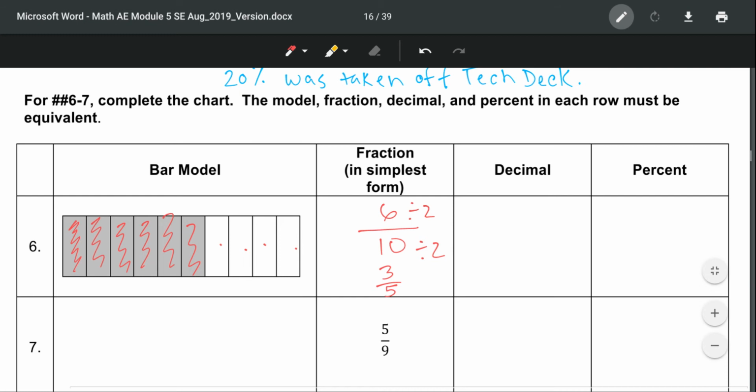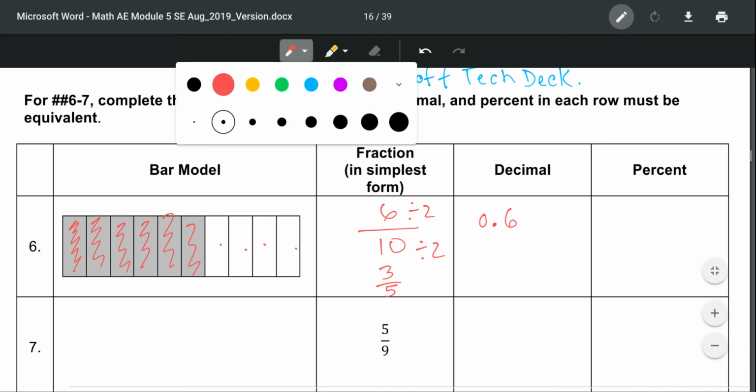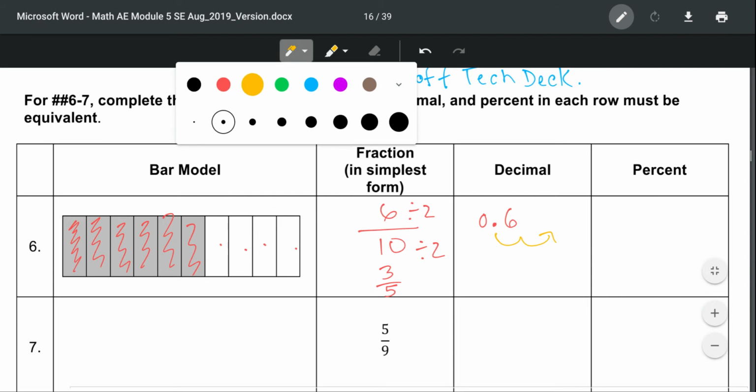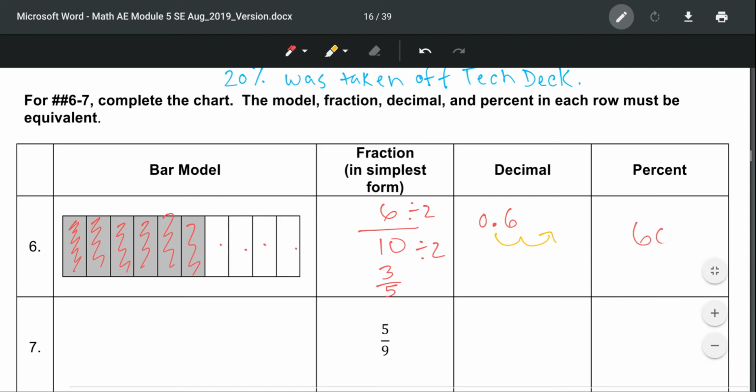Okay, as a decimal, you can remember that 6/10 from the first lesson would be 0.6. Or you can go ahead and do long division and divide 6 by 10 to convert it to a decimal, and you get 0.6. Now to convert 0.6 into a percent, you would move the decimal 2 places to the right, and that would give us 60%.